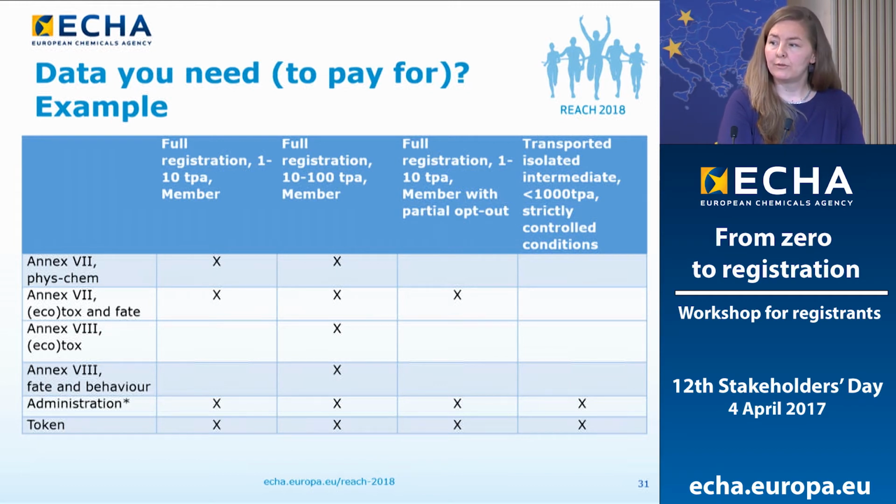In the first one, you have from 1 to 10 tons, and this member would need the Annex 7 physico-chemical data, and would need the Annex 7 ECOTOX and TOX FATE because he is registering only from 1 to 10 tons. So these costs, or this data, he would need to buy. Let's consider he doesn't have any. But then there are always the administration costs and the token.